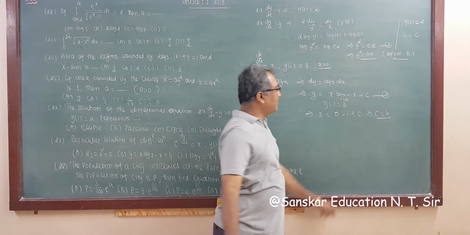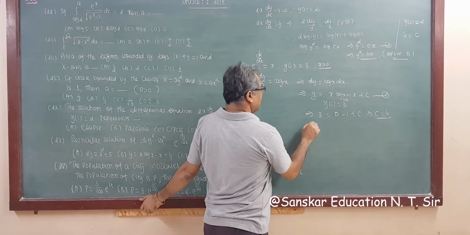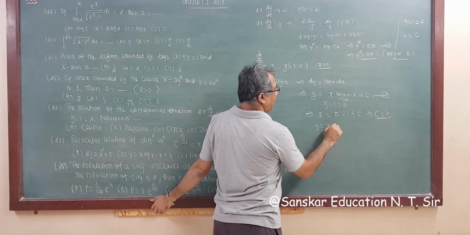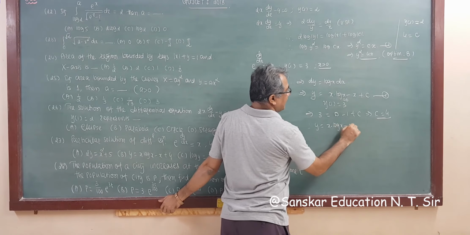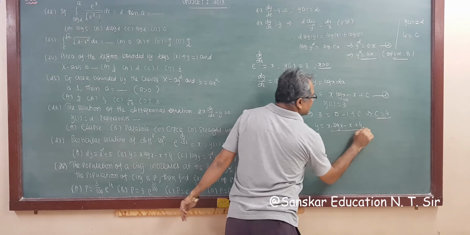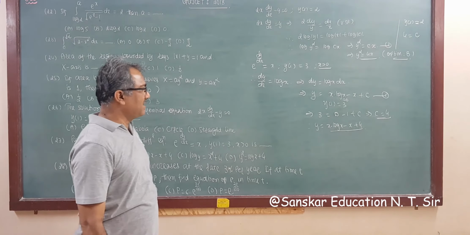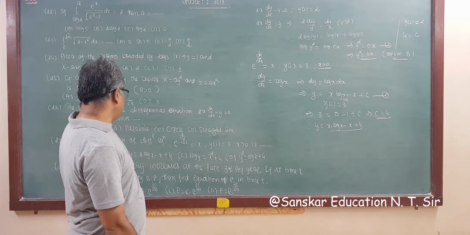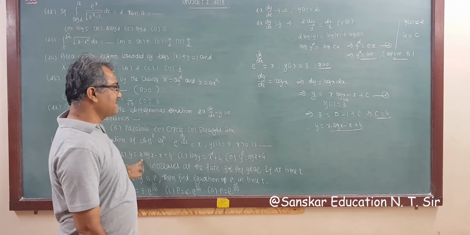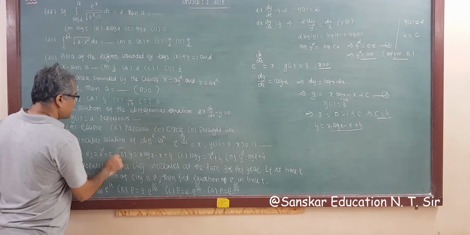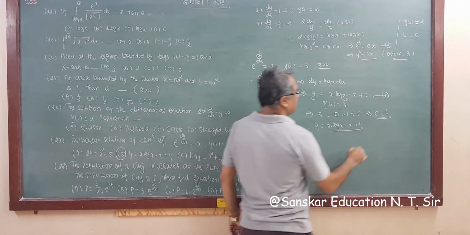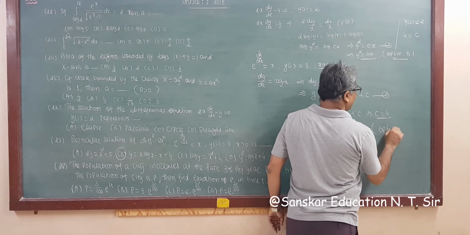And substituting c equal to 4 here, what we get? That y is equal to x log x minus x plus 4. This is your y. X log x minus x plus 4. That is your correct answer. So your option B, right? So option B is your correct answer.